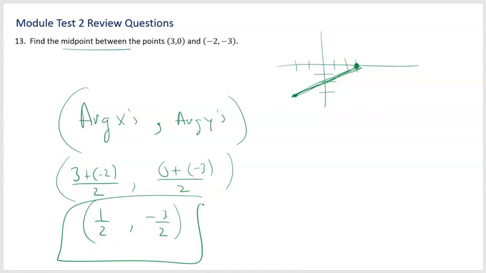So that's it. Now, if I try to just plot that, and remember, I did a pretty lousy graph over there, but it should be kind of close. So 1/2, and negative 3/2 is negative 1.5. So we're right there. So my graph's pretty close. That's the center.